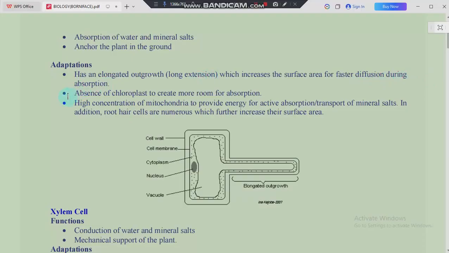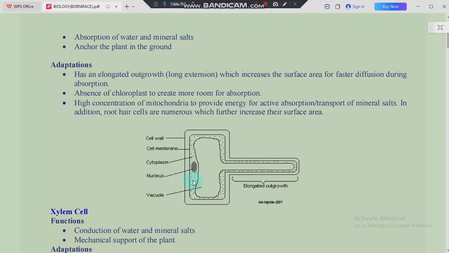Apart from that, the root hair cells also have an absence of chloroplasts to create more room for absorption. So when we observe the structure of a root hair cell, this structure at the far end is the cell wall, which helps to protect the plant from bursting when excessive pressure of fluids builds up in the cell. The cell membrane, which is selectively permeable, controls what enters and leaves the cell. And then finally, inside here, we have the cytoplasm, and in the cytoplasm, in this same region, we are going to find our mitochondria.